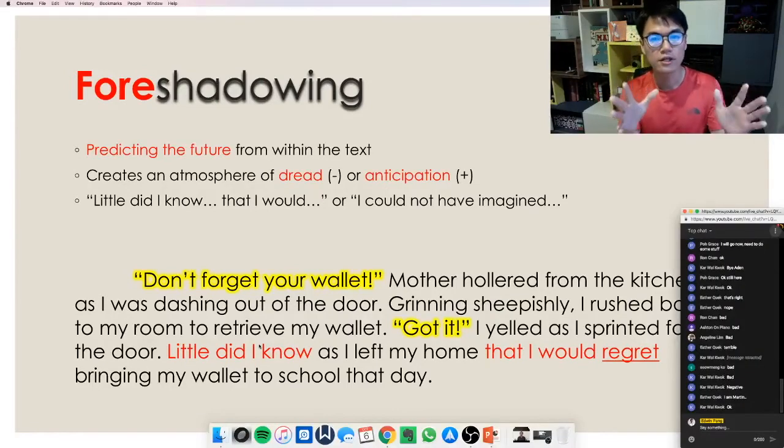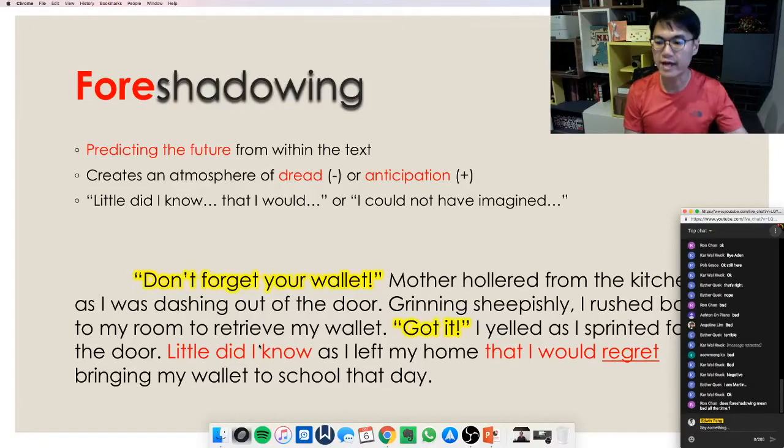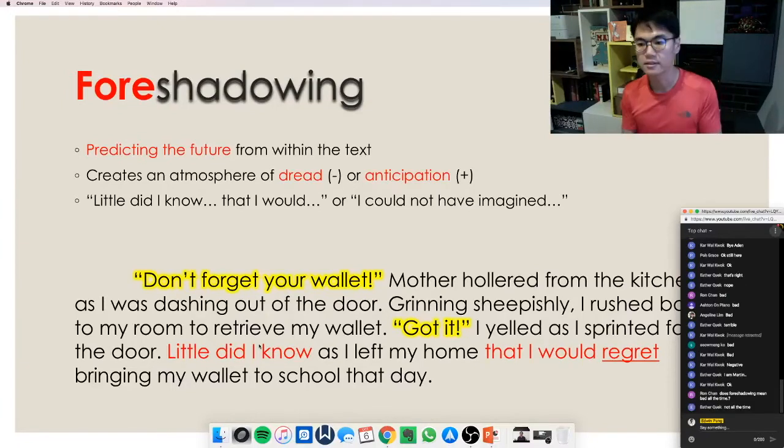Okay, so the idea about foreshadowing is telling the reader in advance that something bad is about to happen. And how do I signal or tell the reader in advance? I use the words "little did I know," all right? Little did I know at that time in the story that I would regret bringing my wallet. Good question, Jensis. No, like I said earlier, foreshadowing can be good or bad, depending on the story.